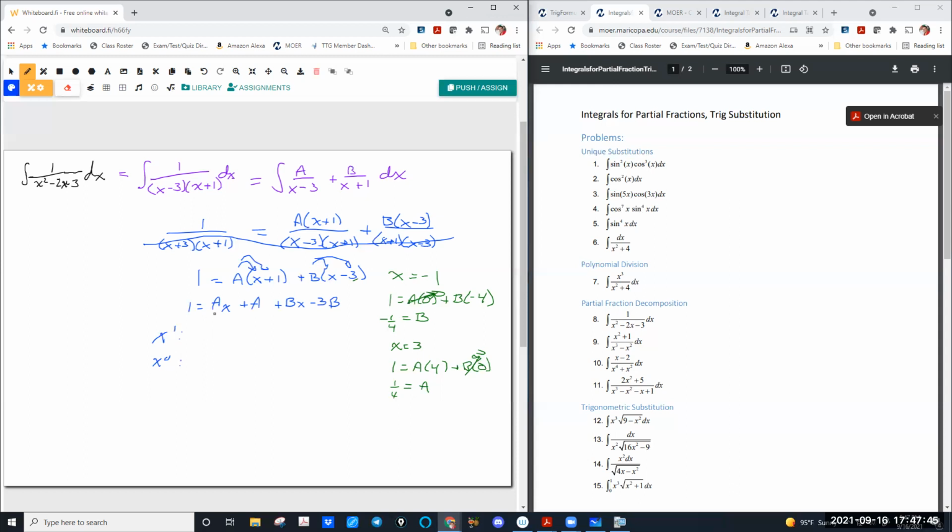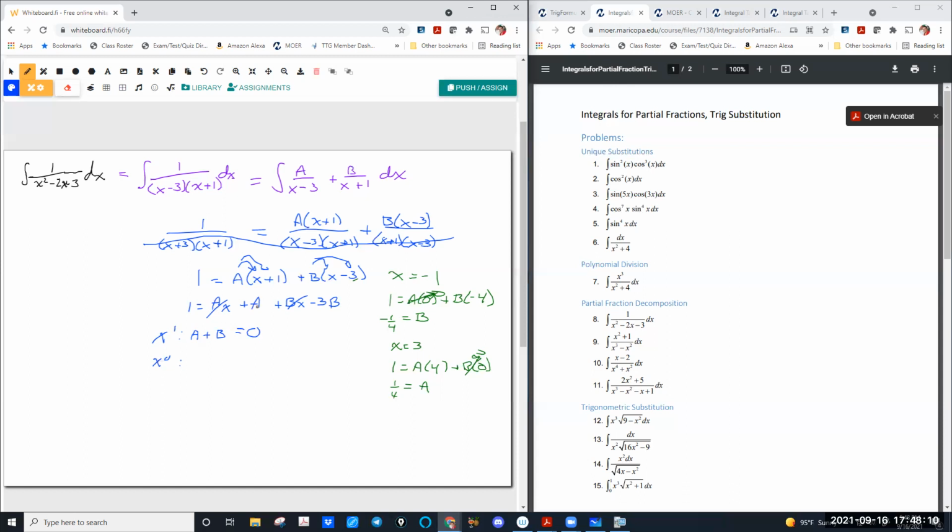So what I'm going to do is take every term with an x. So I've got a times x. So that's an a plus b times x. So plus b. So that takes care of this term and this term. And notice over here, I have no x's. So a plus b equals 0.